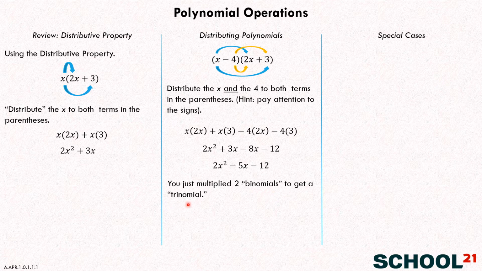So let's go and look at that vocabulary here. A binomial is something that has two terms, like a bicycle has two wheels. So this x minus 4, that's a binomial. The 2x plus 3, that's also a binomial. And what you have down here is a trinomial because it has three terms, just like a tricycle has three wheels. And a polynomial is just a way to say something with multiple terms.